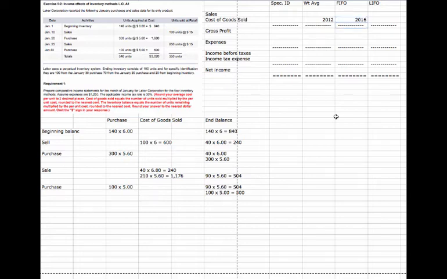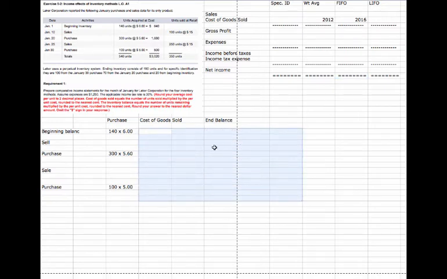Now let's do this again using LIFO. So once again, I'm going to clear out my calculation area here. Now, once again, with my beginning balance, we're using last in, first out. I'm going to take 100, I'll have 140 units times $6, which will give me $840.